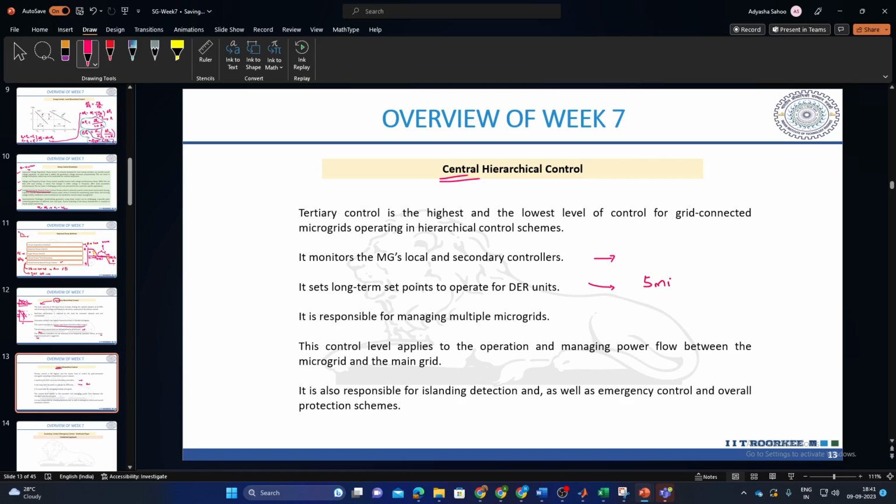And this central controller is responsible for, we can say, networked microgrids, a number of networked microgrids, and also the distribution system operator, as we had seen. So basically it will manage the power flow, excess or deficit, with the main grid. That decision is taken by the central controller. And in case of any emergency, it will activate the emergency control procedures and it can also take some protection actions.